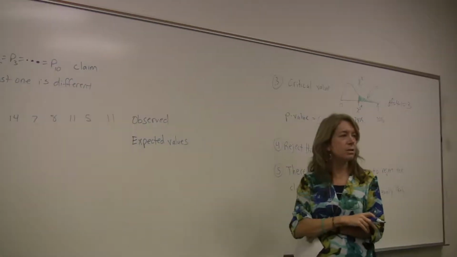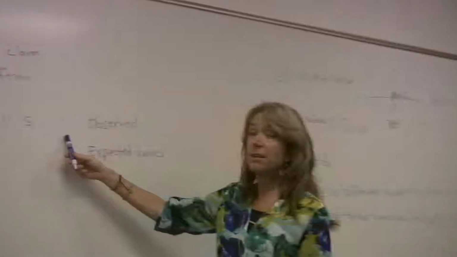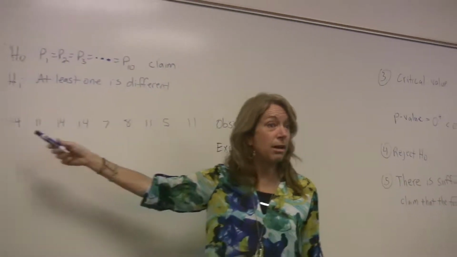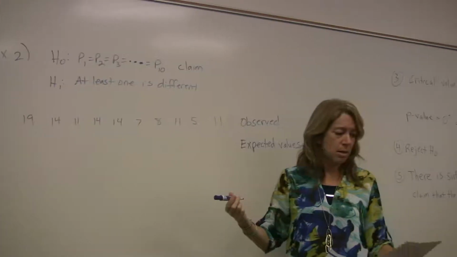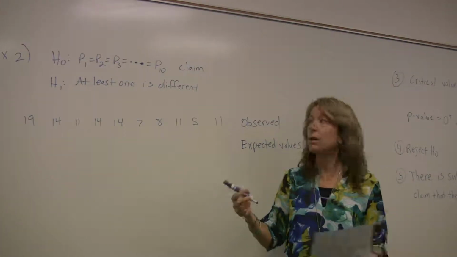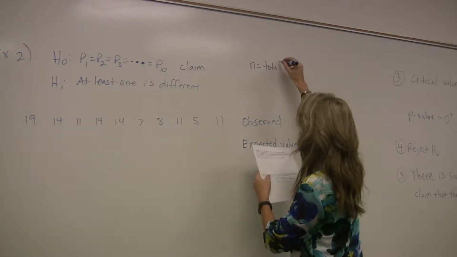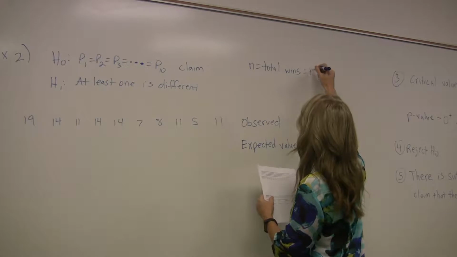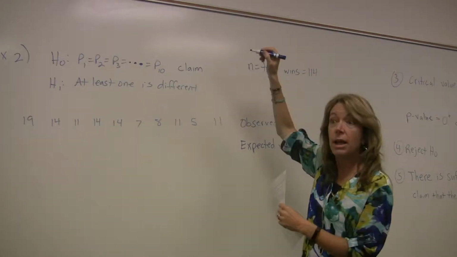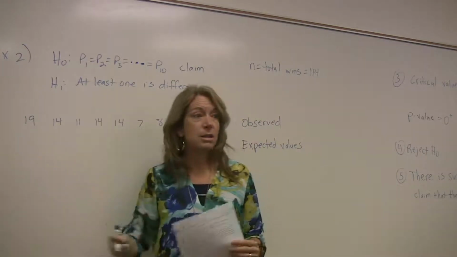How am I gonna get them? Add these all up. I need to know how many total wins I'm talking about here, right? I have to have my total. The last example I gave you, N, I don't think they told us how many horses are in here. So I have to find N equals the total number of wins. She says it's 114. Yeah, some agreeing? If we add all these up, there's 114.